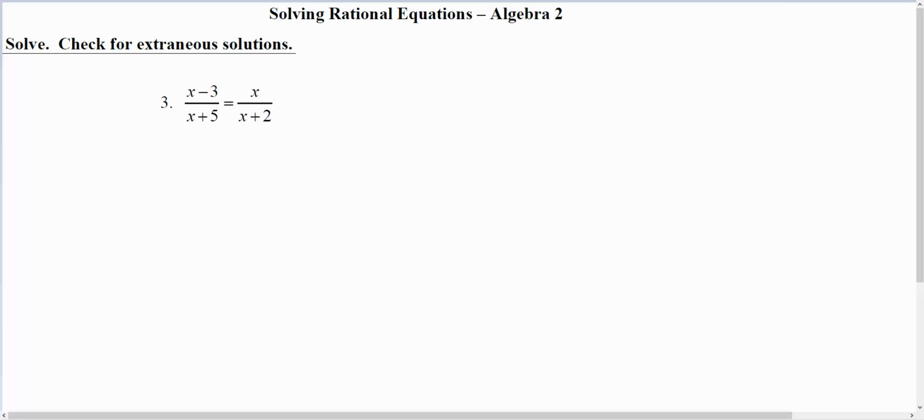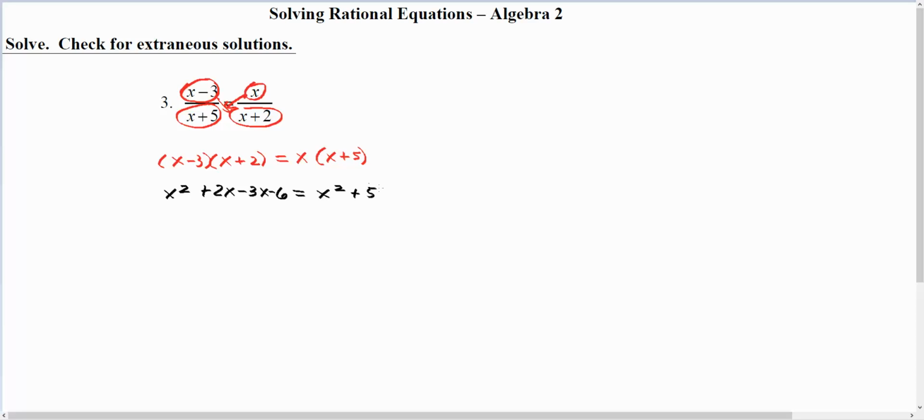Alright, this one's number 3. And the same situation. We're going to cross multiply. So we're going to get this one times this one. And both of these need to be in parentheses. So we have x minus 3 times x plus 2 equals x times x plus 5. Right, so now we need to distribute. This becomes x squared plus 2x minus 3x minus 6 equals x squared plus 5x.